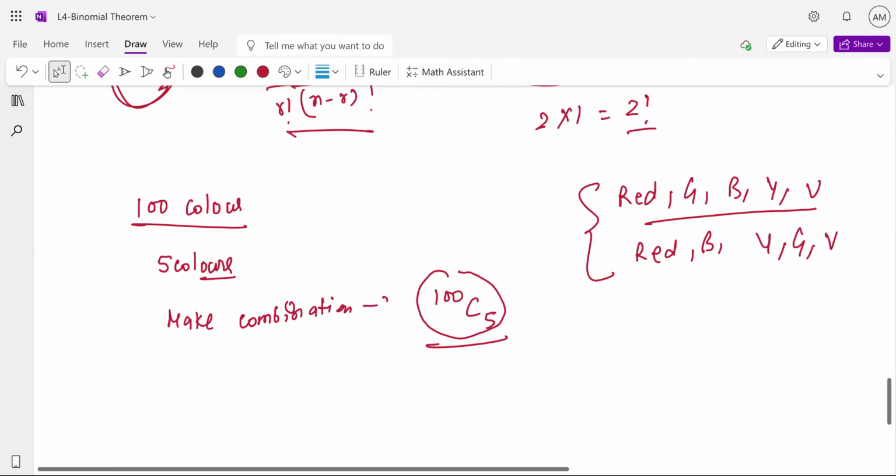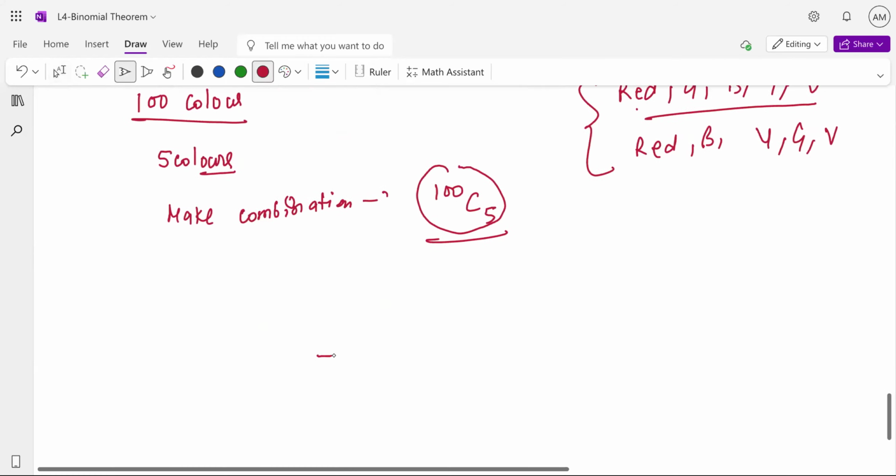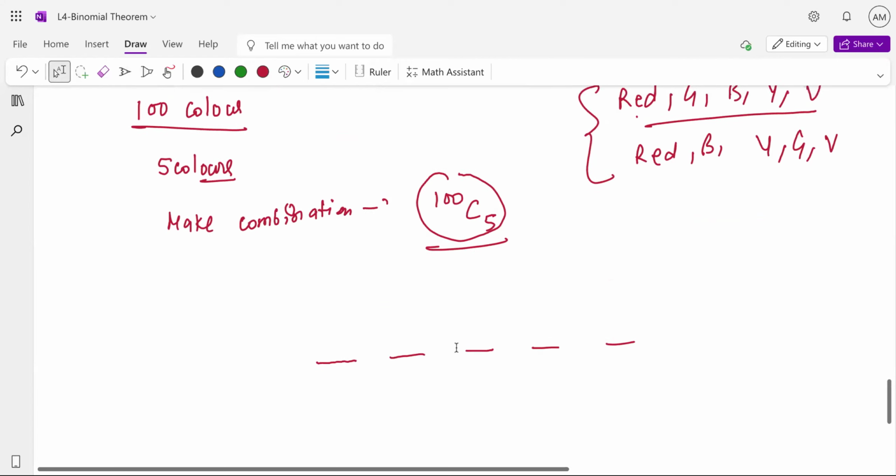So how many elements are there? I have five elements. So how can I get the possible number of arrangements? I have five places to fill out, right? Look, one thing. Right now, I'm taking the case when all the colors are distinct. There will be different cases also where you have the same color, like red and red, which doesn't make any difference. I'm not taking those cases right now; I'm taking the cases in which all the elements are distinct.